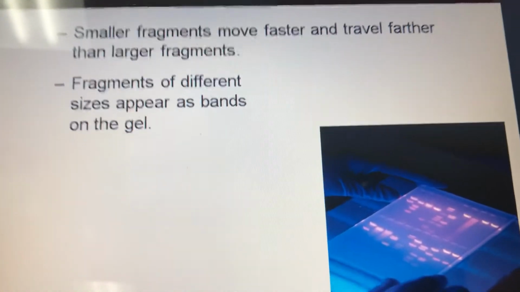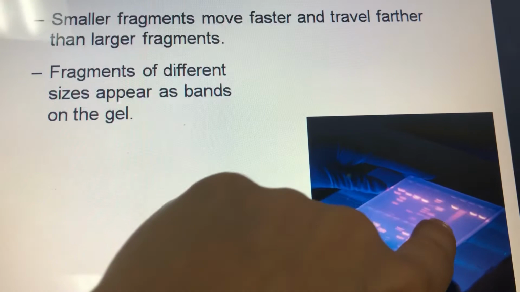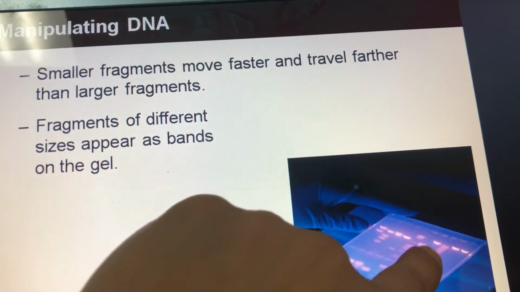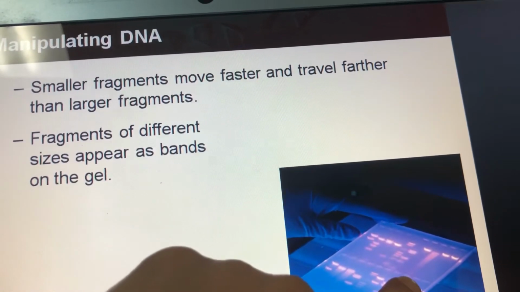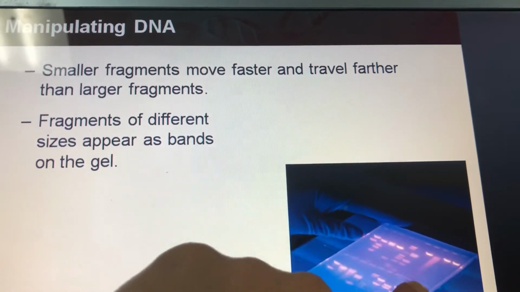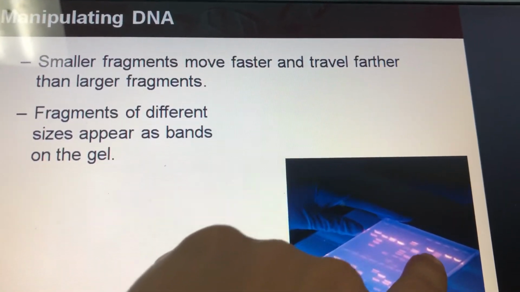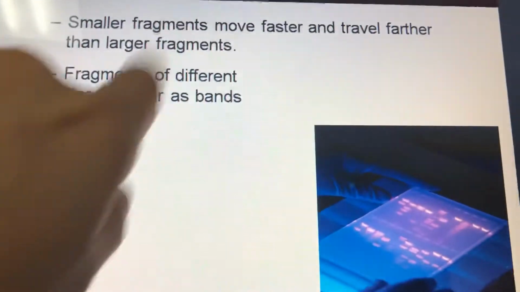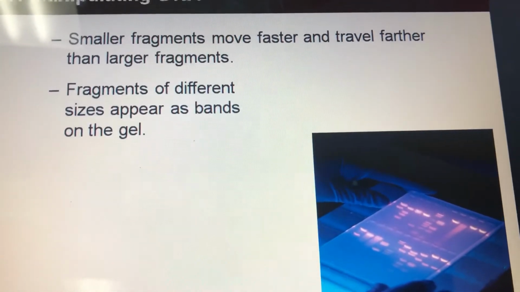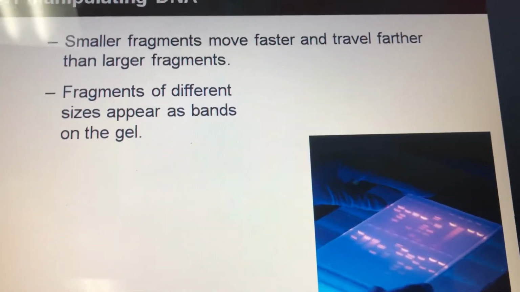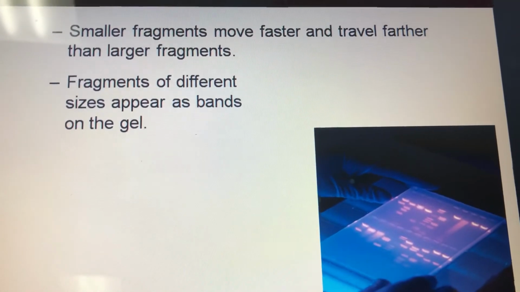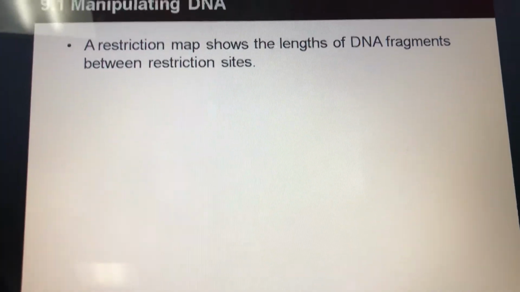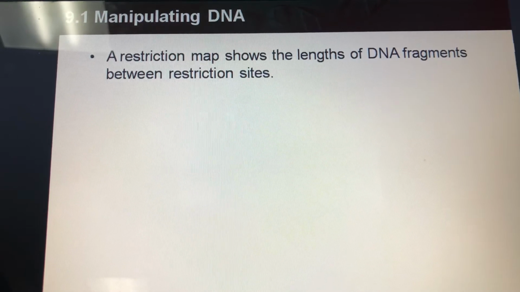As you see here, these bands show how the fragments move. Like this band here, it travels farther than the others. That means this fragment is smaller in size. The bands here show a restriction map, which shows the length of DNA fragments. Fragments of different size appear as bands on the gel, and as a result, the restriction map shows the length of DNA fragments between restriction sites.